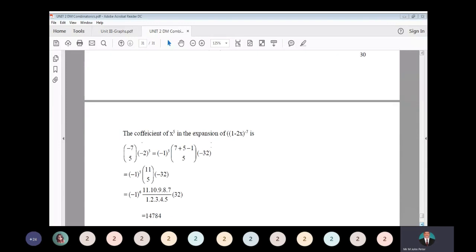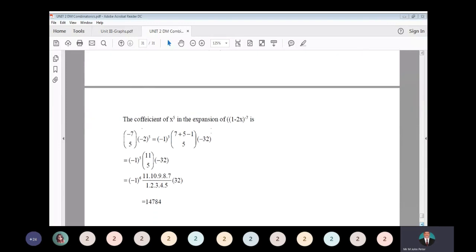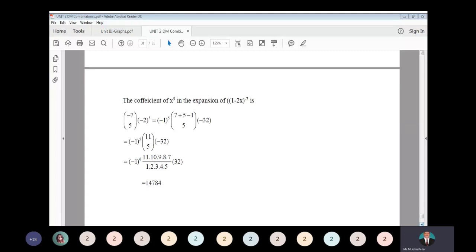So that is minus minus, simplify. I mean odd power here, minus total 6, I mean minus 1 power 6, so it will become positive. So simplify, you will get 14,784 as the value. So the coefficient of x power 5 in the expansion of (1 minus 2x) power minus 7 is 14,784 using the binomial series.